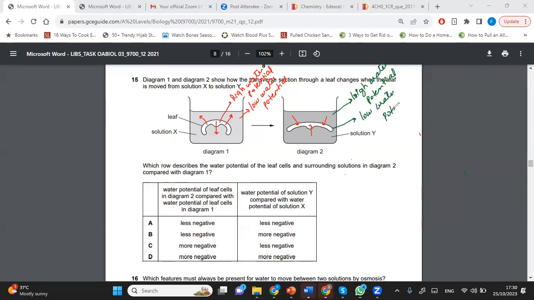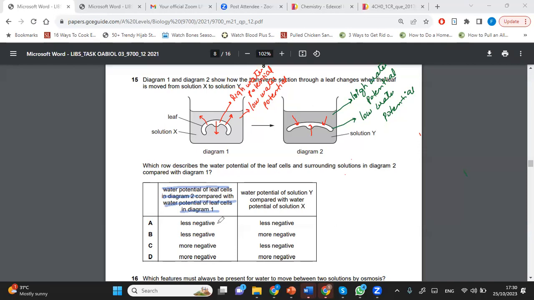Now, we have to compare two things. We have to compare the water potential of leaf cells in diagram 2 compared to the water potential of leaf cells in diagram 1, right? So in diagram 1, the leaf has high water potential. In diagram 2, the leaf has low water potential, right?